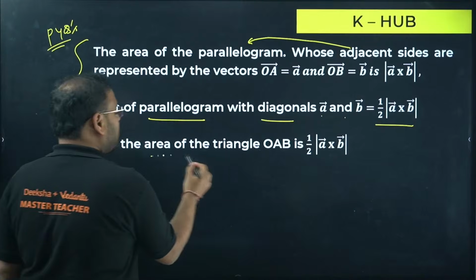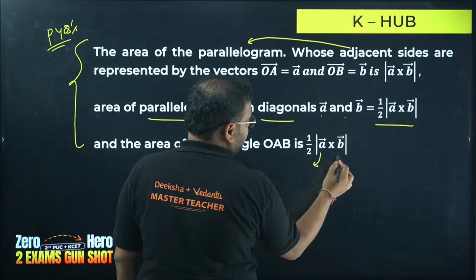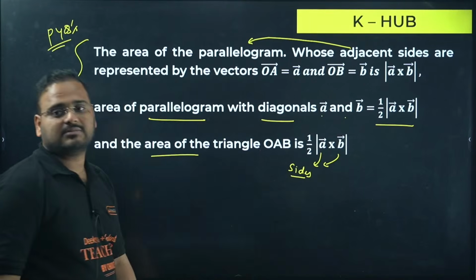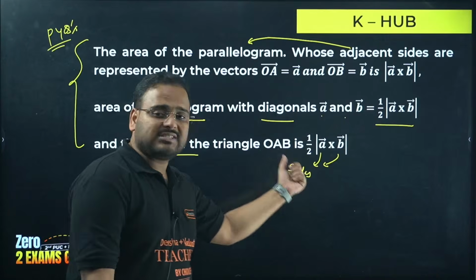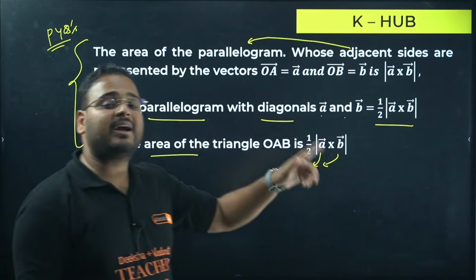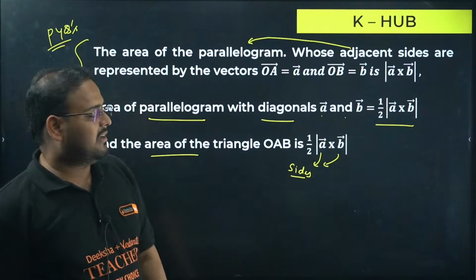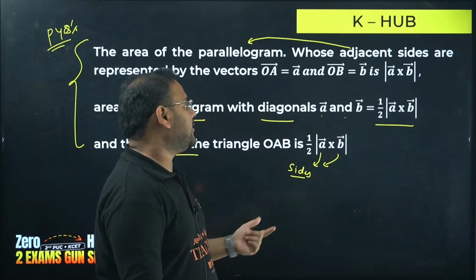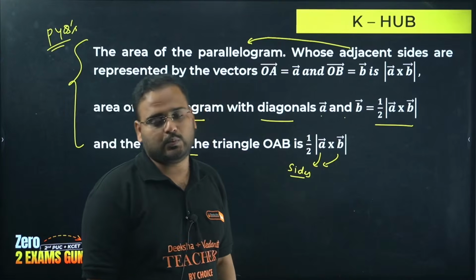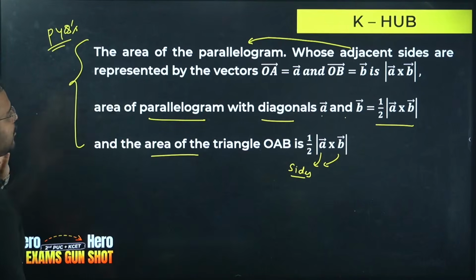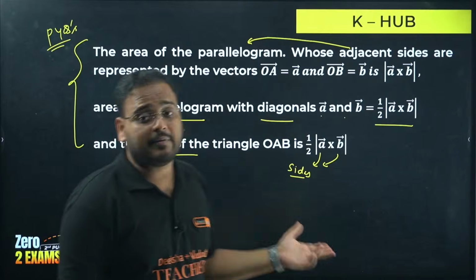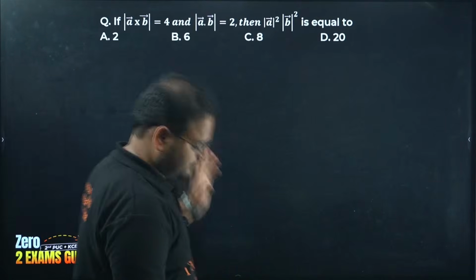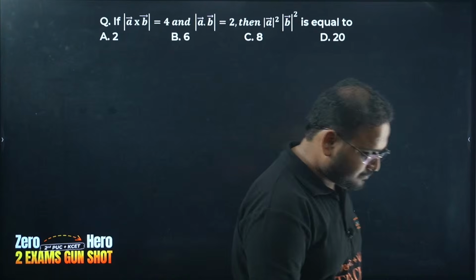Area of a triangle, if A and B are your adjacent sides, the answer will be the modulus of A cross B divided by 2. Why modulus? Because modulus only will make it a scalar quantity, and otherwise the cross product will always be a vector quantity. You've got to take the modulus and then divide by 2. These formulas are directly used in PYQs. Okay, over here, PYQ, check, solve it, guys.